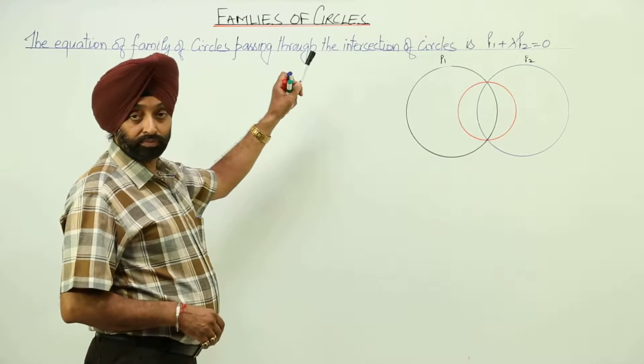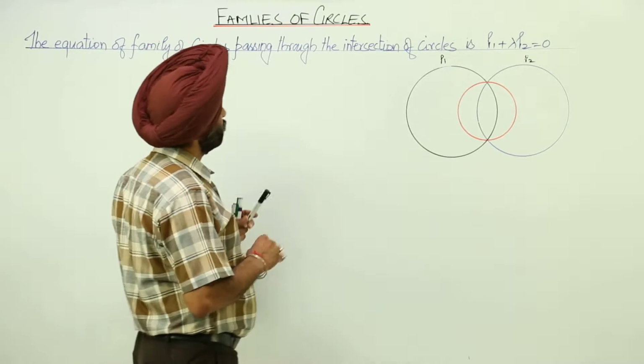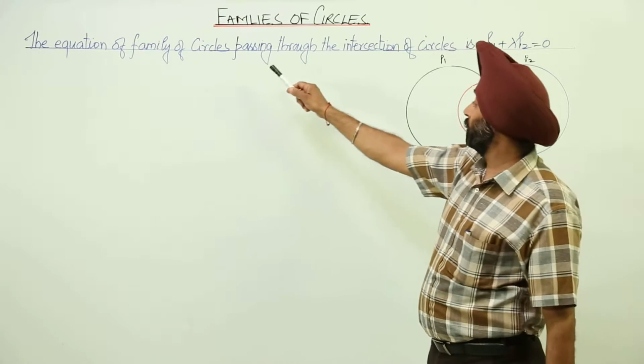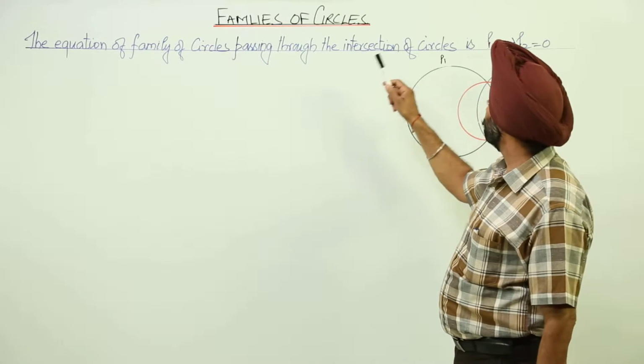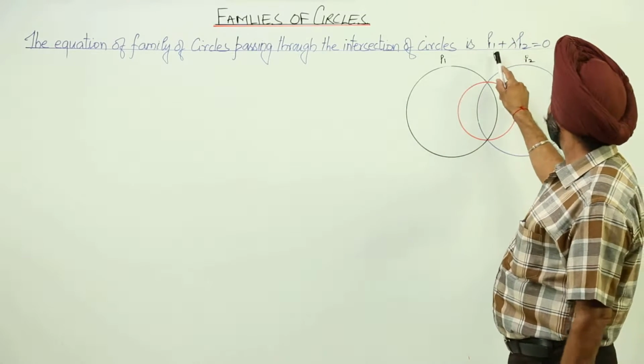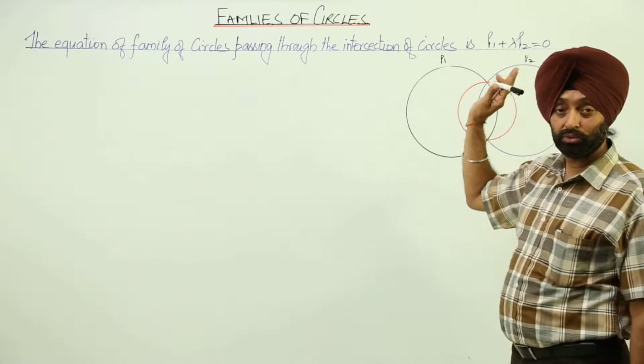Family of circles, next topic. And what I have written here is the equation of the family of circles passing through the intersection of circles. What is the equation? P1 plus lambda P2 is equal to 0.